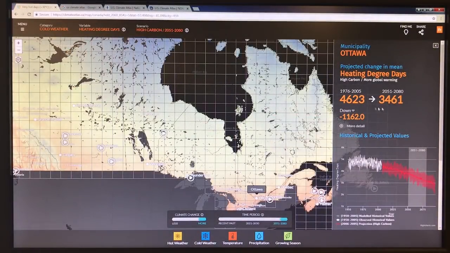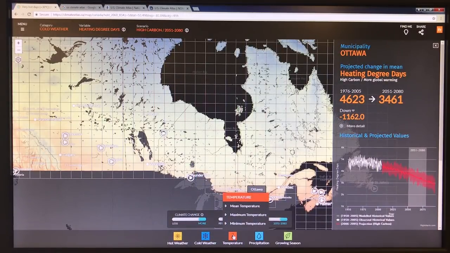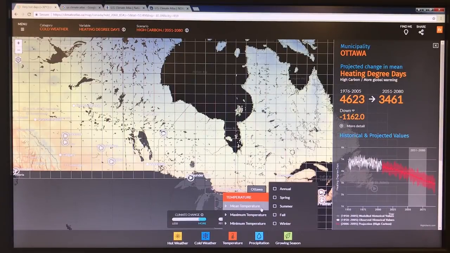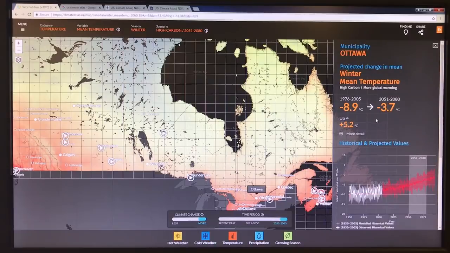So it's basically getting warmer and warmer over time in different locations, and you can select any location that you want. This is mean temperature, and you can do annual or the different seasons, so winter, December, January, February, for example. You can see in Ottawa the winter mean temperature is expected to rise by 5.2 degrees Celsius by this time period. Huge numbers, of course, with huge impacts on crops and on people. So the projections are for very large increases of temperature.